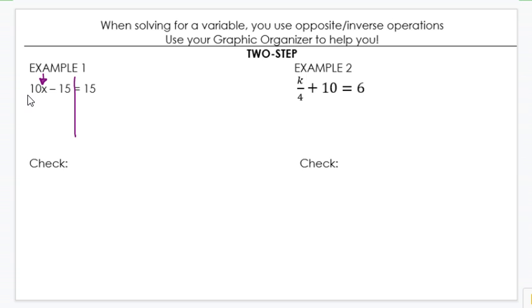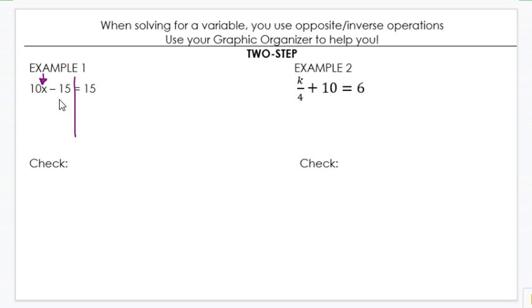Then we say, okay, are there any like terms on the same side that need to be combined? And no, we can't combine anything over here and nothing on this side. Do we have variables on both sides? No, we don't. So the next step was, do we have constants? And we do. We have a negative 15 or a minus 15.